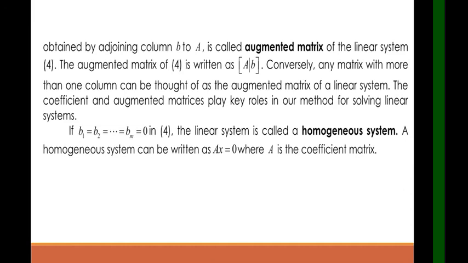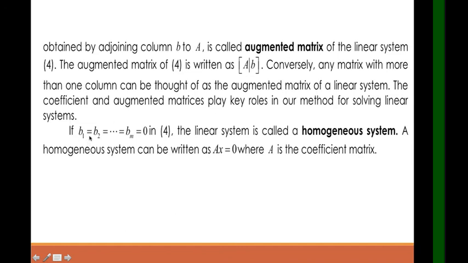Para siyang, it's similar to probability, no? Parang, I'm not sure if that's an intersection or what. No, that's not an intersection. I just forgot what that symbol is. Okay, anyway, conversely, any matrix with more than one column can be thought of as the augmented matrix of a linear system. The coefficient and augmented matrix play key roles in our method of solving linear systems.